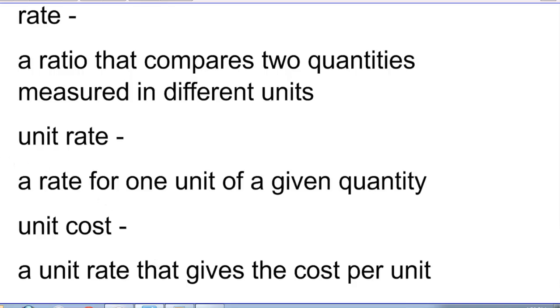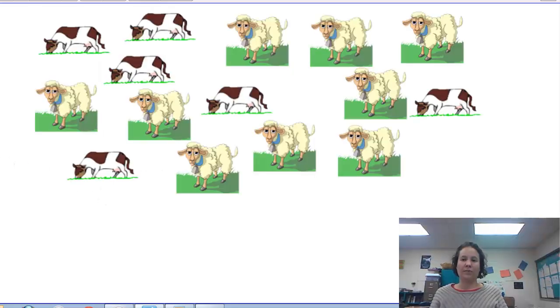All right, so I'm going to go back to the situation from yesterday where we have our 9 sheep and our 6 cows. I could write a unit rate because these are two different units. We have cows and we have sheep. So I could write a unit rate that would tell me how many sheep there are per 1 cow or how many cows there are per 1 sheep.